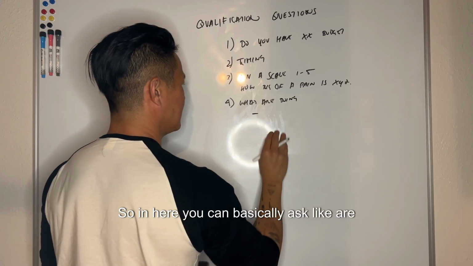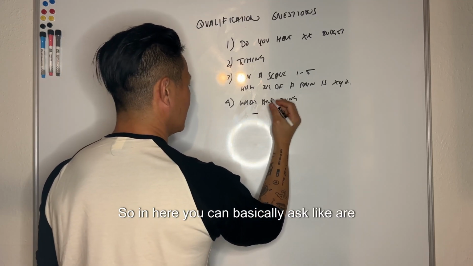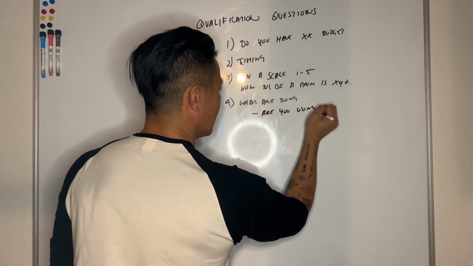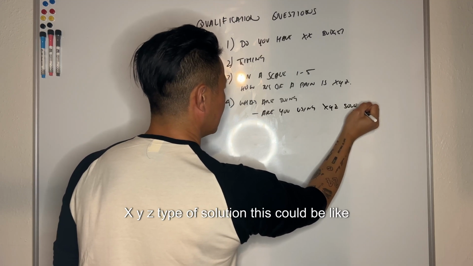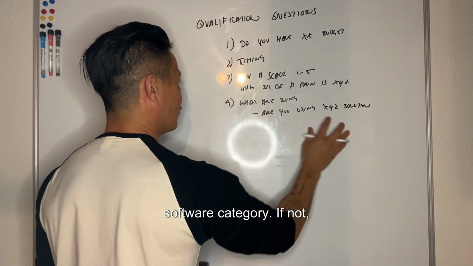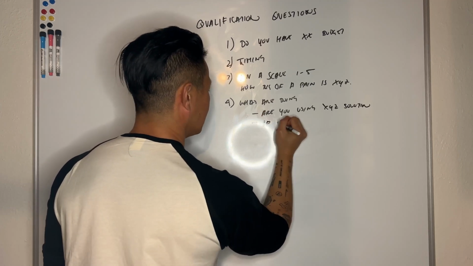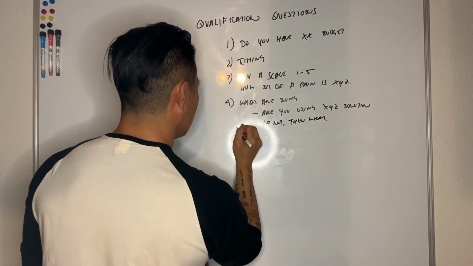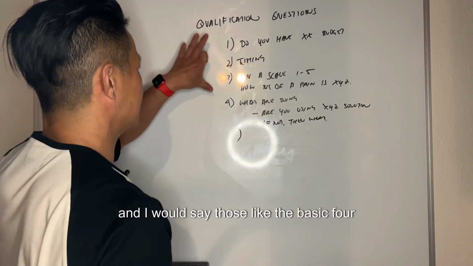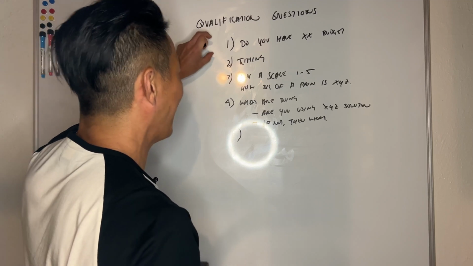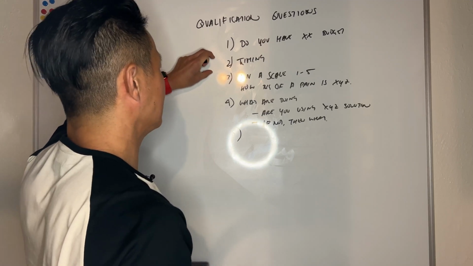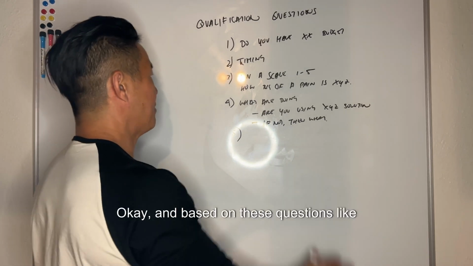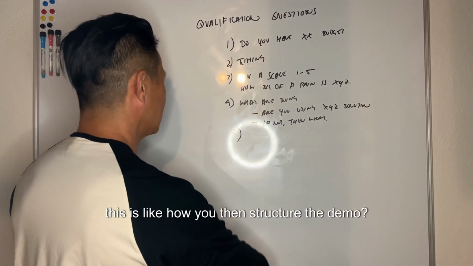So in here you can basically ask, like, are you using XYZ type of solution? This could be like whatever your product category is or software category. If not, then what are they doing? Right? And I would say those are like the basic 4 things. You want to understand if they have budget, when they're looking to implement, how big is the pain that you're solving for, and what are they doing about it? Okay? And based on these questions, this is how you then structure the demo.